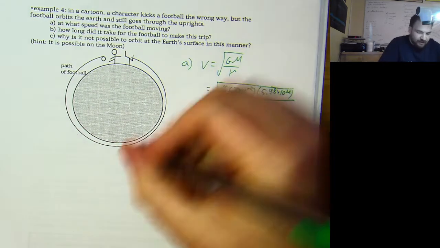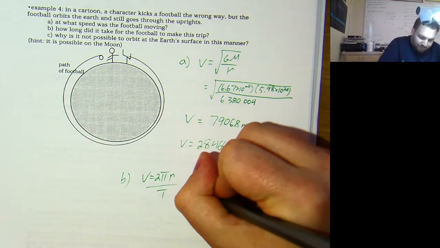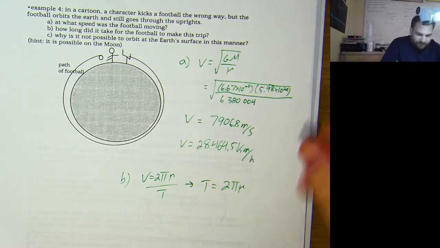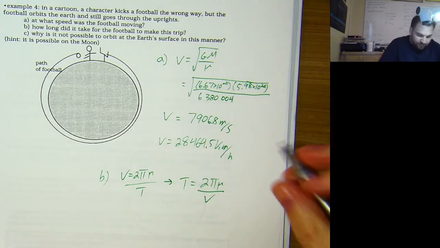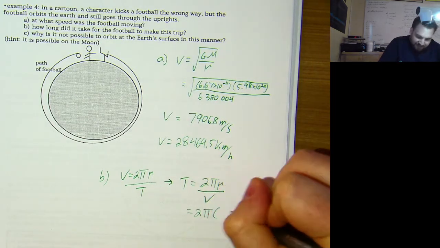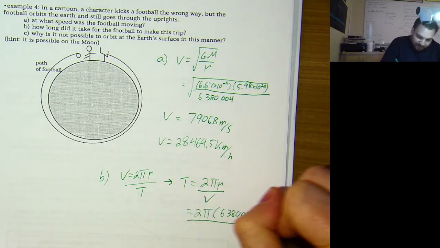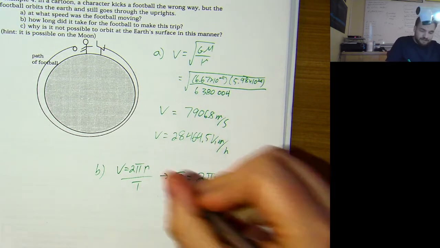Big T is the period, the amount of time it takes an object to circle something once, which is exactly what we want our football to do. We want our football to go around the planet once. So big T is going to equal 2 pi r, the distance around the planet, divided by V. So let's fill this in. We're going to have 2 times pi times 6,380,000 divided by 7,900 equals T.